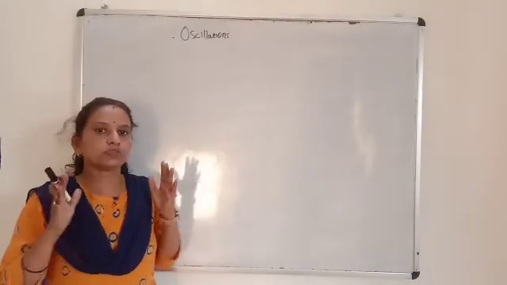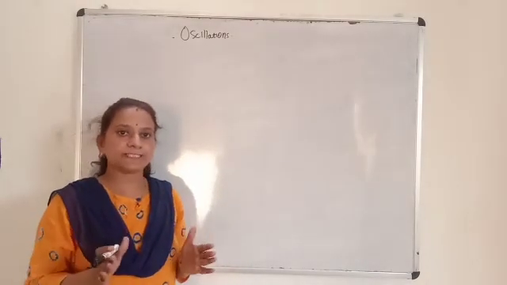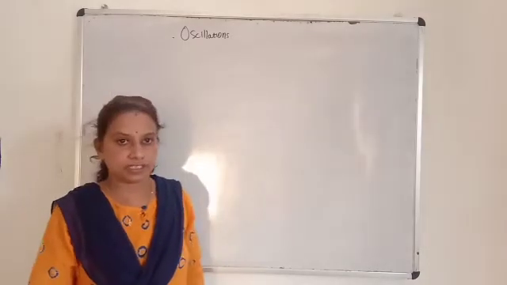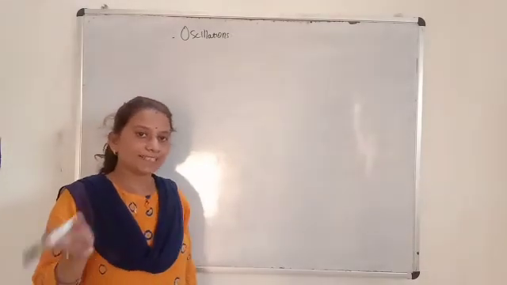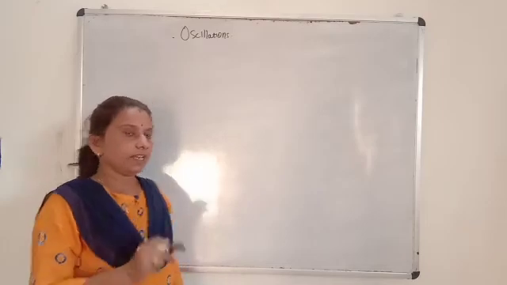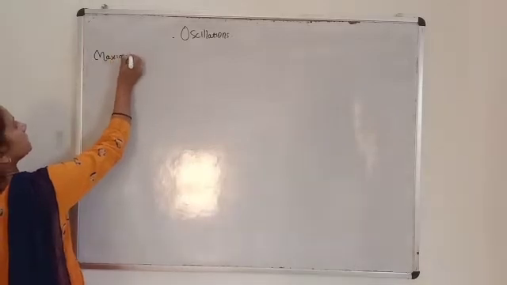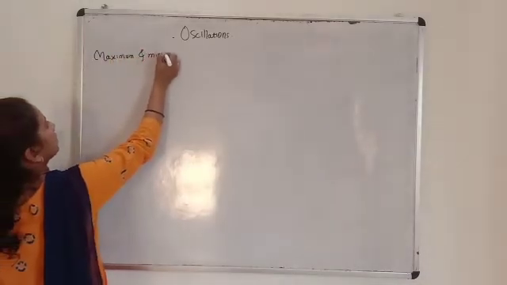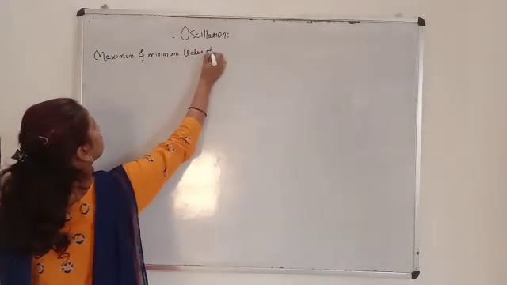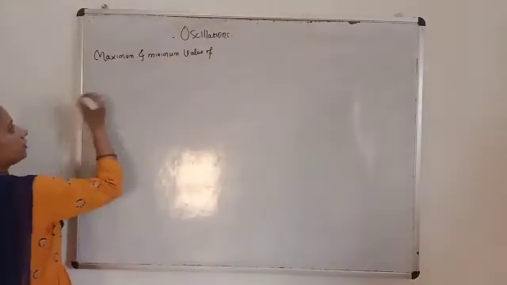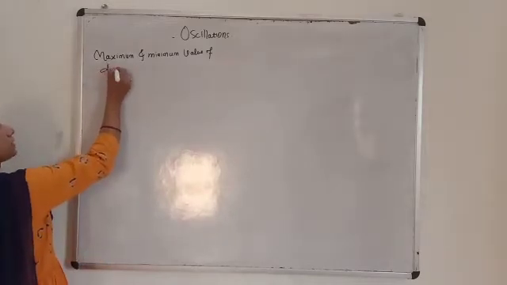Now again we have to obtain here the maximum and minimum values of displacement, velocity and acceleration. In the previous lecture we have already seen the general expressions. From those general expressions, here we have to obtain the maximum and minimum values. First we see here the maximum and minimum value of displacement.